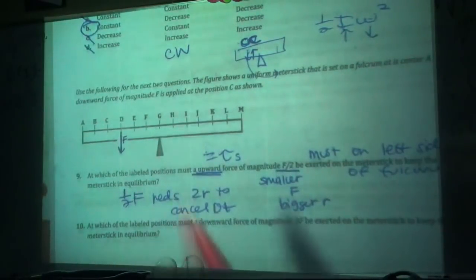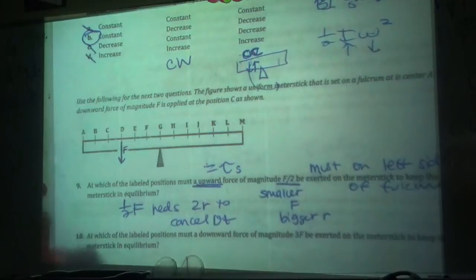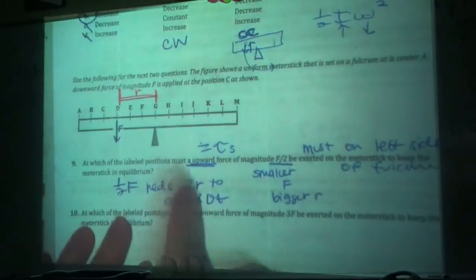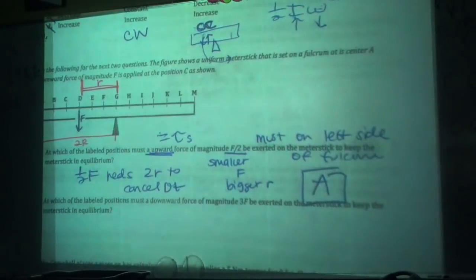Now what was my original R? Remember, R is the distance to the axis of rotation, so that would be this distance right here. If I need twice that, you just double. At first it was 1, 2, 3 over, so I need to go another 3, for a total of 6. So this would be 2R on the correct side, and that would be point A as my answer.